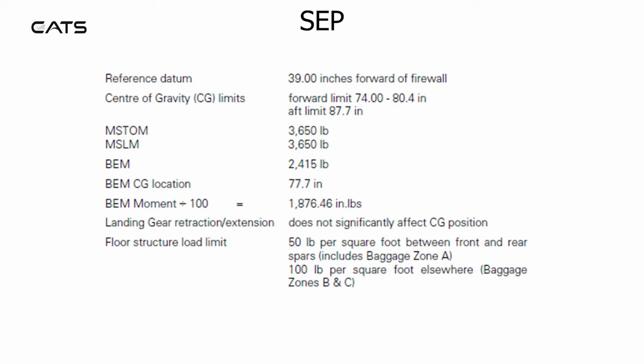This results in a basic empty mass moment divided by 100 of 1,876.46 inch-pounds. Landing gear retraction extension does not significantly affect the CG position. The floor structure load limit is 50 pounds per square foot between the front and rear spars, which includes baggage zone A. It's 100 pounds per square foot elsewhere, baggage zones B and C.